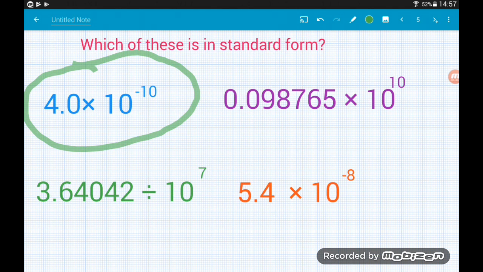Okay, what about the chap next to it? 0.098765 times 10 to the power of 10. What rule is that breaking? It doesn't have a single non-zero digit before the decimal point. So this guy is not in standard form.